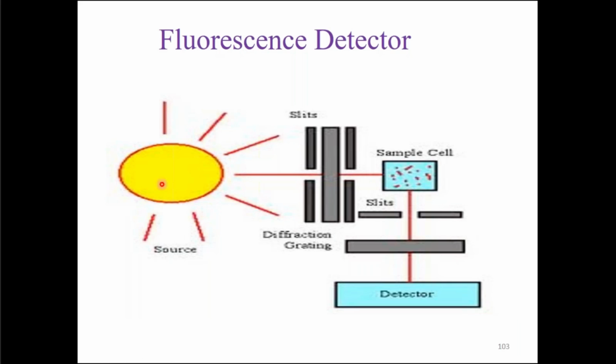This is the position. Here you have the source. This is the sample cell or the flow cell through which it is flowing. So the radiation falls on this. If the substance is fluorescent, it emits maximum fluorescent radiation in this direction. This is passing through a second grating. This is called the excitation grating, and this is the emission grating, and then it reaches the detector, which shows a response.